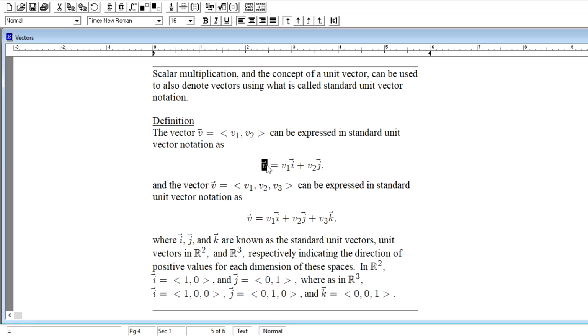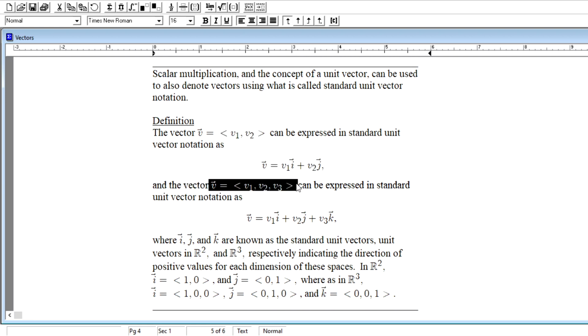If vector v bar, right, equals v1 comma v2, and you take v1 times i bar and add that to v2 times j bar, these two what we call standard unit vectors that occur in two-dimensional space, the scalar product of v1 with i bar added to the scalar product of v2 with j bar will result in this vector v1 comma v2, right? It will actually produce that vector description.